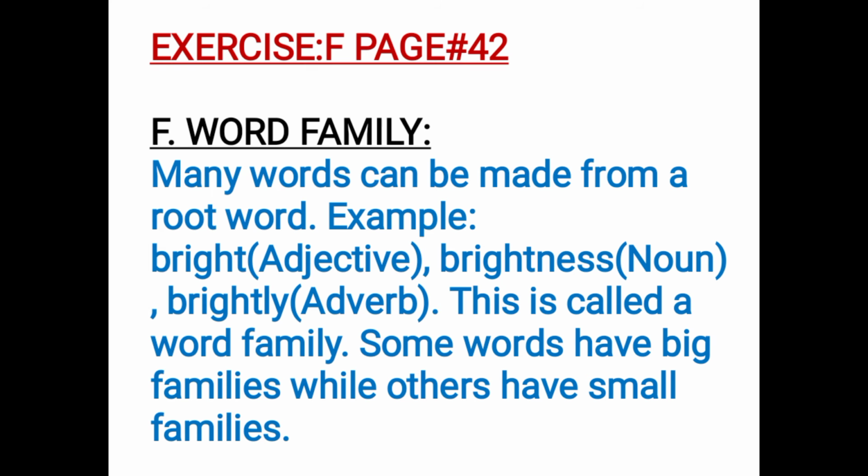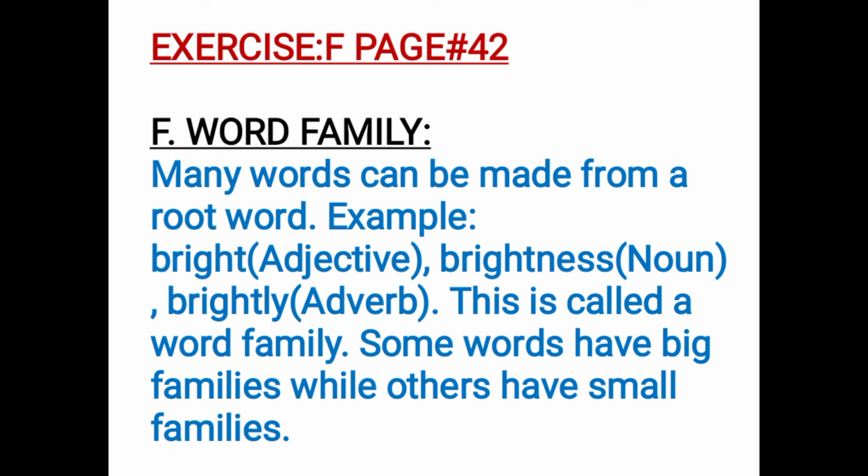The next exercise is exercise F, page number 42, word family. Many words can be made from a root word. Example: bright is the adjective, brightness is the noun, brightly is the adverb. This is called a word family. Some words have big families, while others have small families. In this exercise, we will learn about word families.